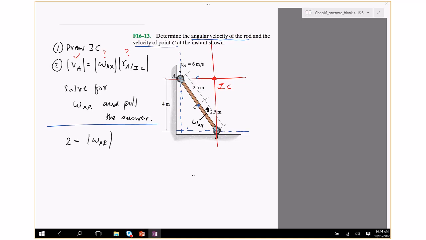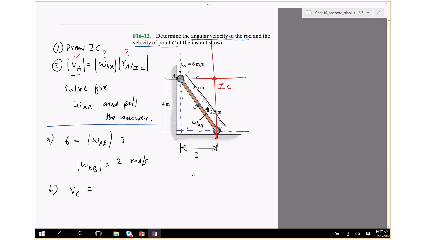Okay, so let's find the length of the vector from A to IC. What's this length? It's 3 because it's a 3, 4, 5 triangle, right? So this is 5. So the other side has to be 3 because that's a 3, 4, 5 triangle. So 3 is A to IC. So we have omega AB equals, should be 6 because the velocity is 6. So 2 radians per second. That's part A.